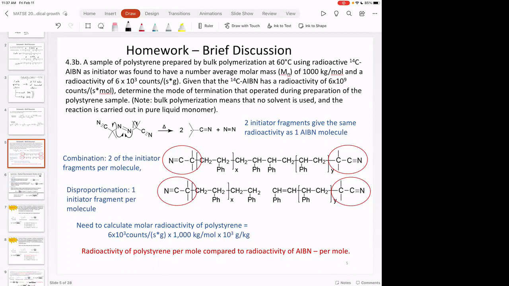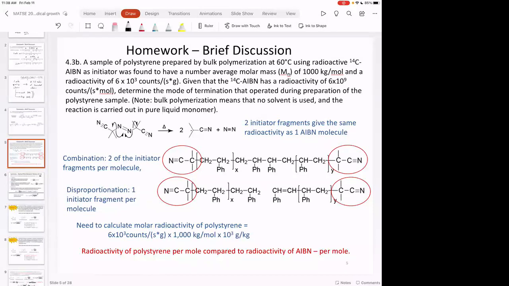If they're terminated by disproportionation, I only have 1 AIBN group on each chain. And so that means I've got 2 moles of polystyrene that was initially there, and I only have 1 mole of N groups. And so the molar radioactivity of polystyrene is double that in combination versus disproportionation. Remember, it's per mole. Doesn't matter what the molecular weight is. I've already given that to you, but we're talking about numbers of chains with different amounts of N groups.